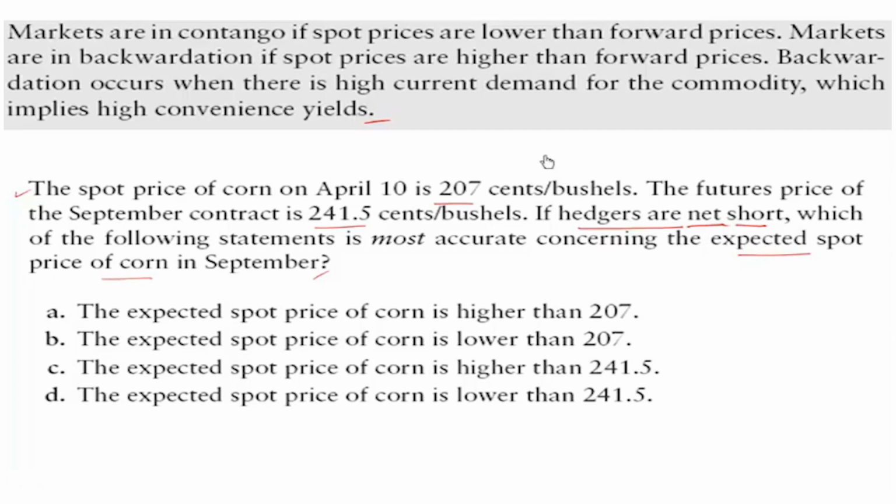Now please understand, we studied right at the beginning that somebody entering into a forward contract may be a genuine hedger. He really wants the corn and hence he's longing it. Or he may just be a speculator. He thinks the price will go up and hence he is longing it.